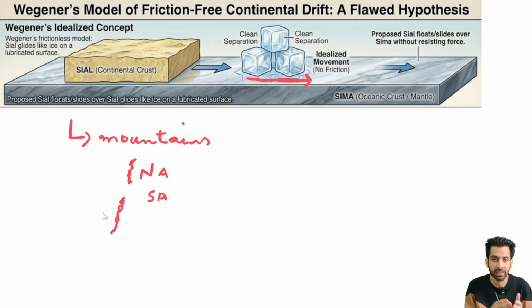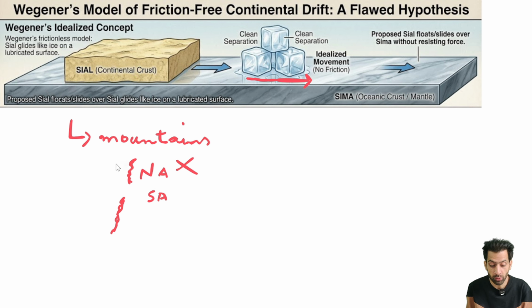That's Rockies and Andes. The boundaries of these continents crumbled because of the resistance, which led to the formation of Rockies and Andes. Hence, this was contradictory. Again, this only talks about the formation of mountains along the boundaries. What about other mountains? What about Himalayas? What about Urals? What about Appalachians? He could not explain that.